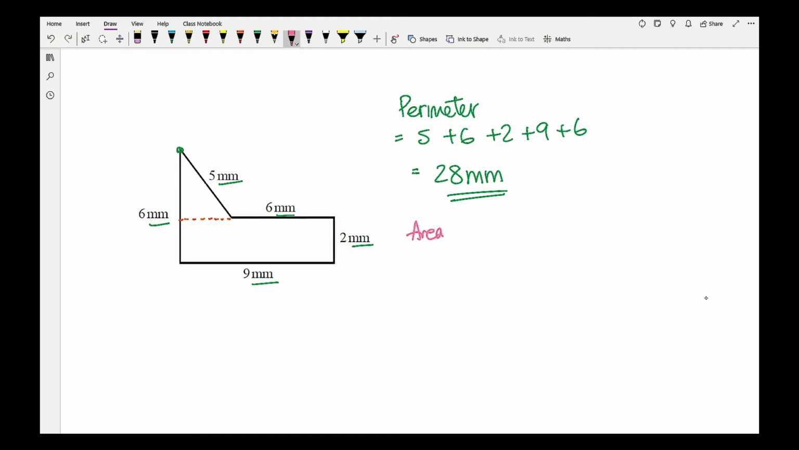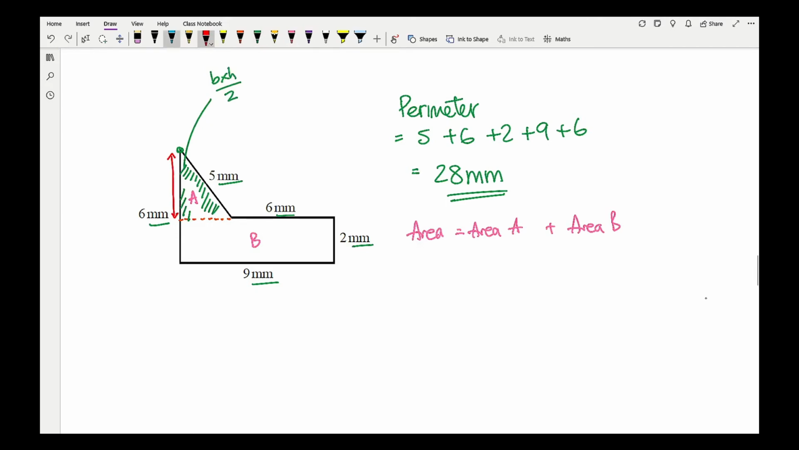So again, I'm going to call this shape A and this shape B. The area is basically the area of A plus the area of B. Now I notice straight away that area A is a triangle. To work out the area of a triangle, it's the base times the height divided by 2. Now do I know each of those lengths? Well, in theory, not at the moment. So I need to work out what this length here is.